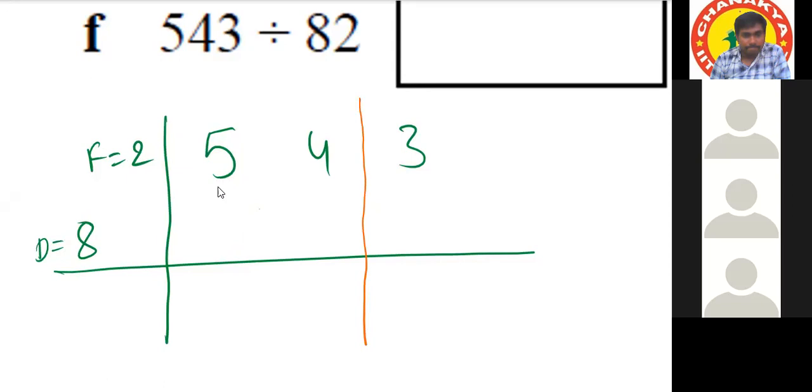Start with the divisor. 8, first digit it will not go. So 8 sevens are 54. No, it is 56, I think. It is 56, sir. 8 sixes are 48. 56 is exceeding. That's why 8 sixes are 48. What is the remaining number?